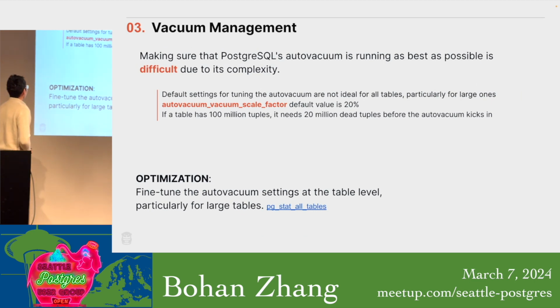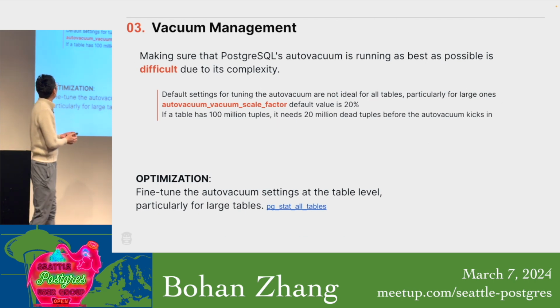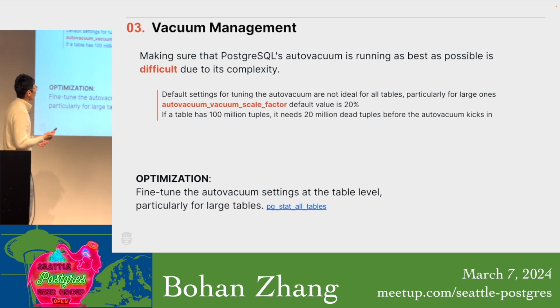The last one is vacuum management. Autovacuum is the process which periodically and automatically cleans up your dead tuples. But making sure autovacuum is running as fast as possible is very difficult due to its complexity. For example, the default settings for triggering autovacuum are not suitable for all tables, particularly for large tables.